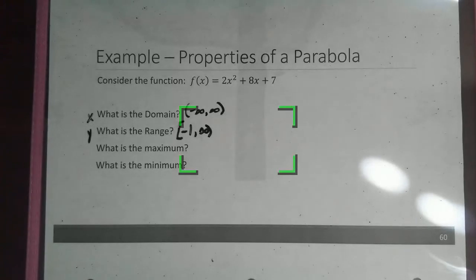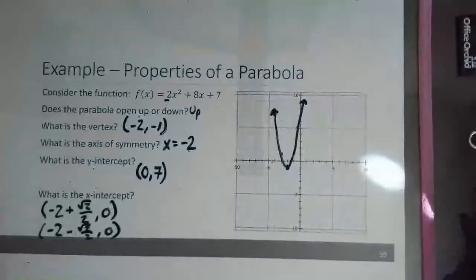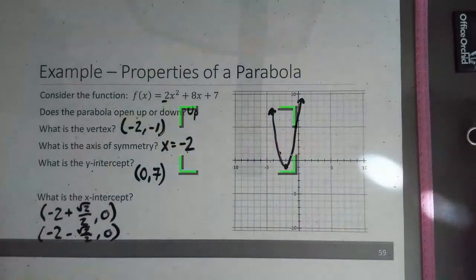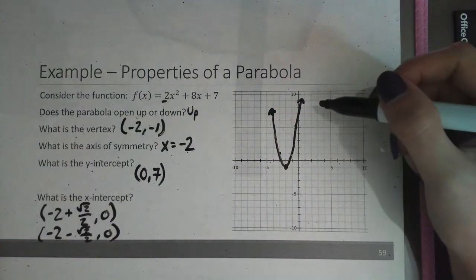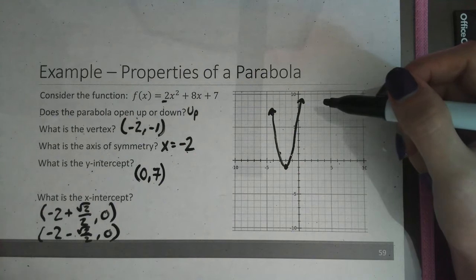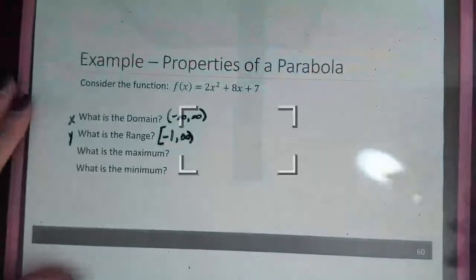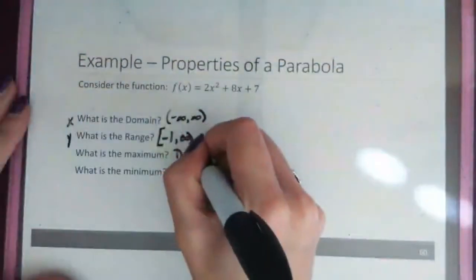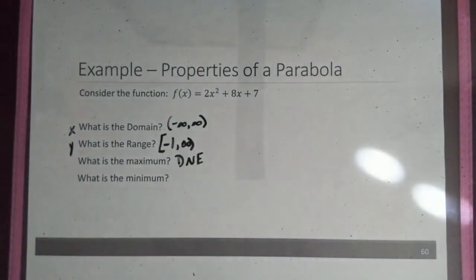Kind of in the same ballpark as our range, we're going to look at the maximum and minimum values, but they might become a little bit surprising. So when we're trying to find the maximum and minimum values, we're looking for the y values. Well, this goes up forever. So you might think our maximum value is infinity, but we're going to say that the maximum value does not exist since there's not a single number that we don't go above.